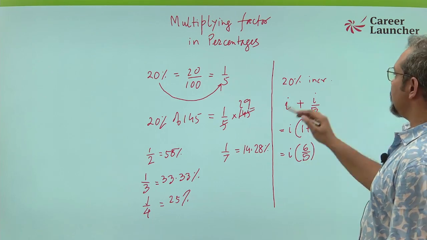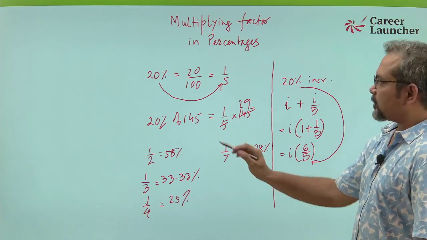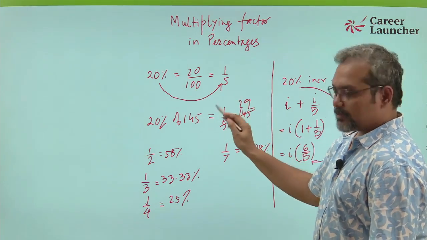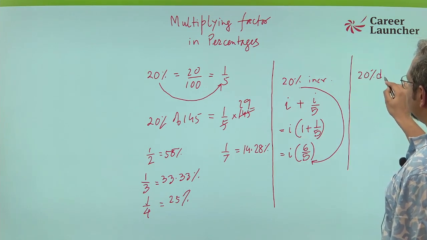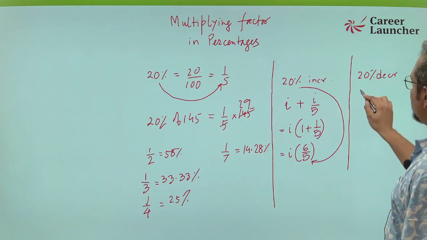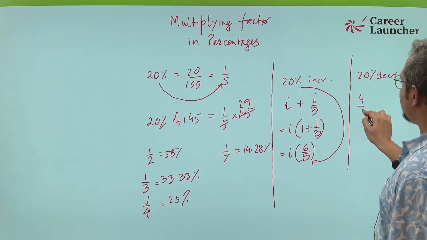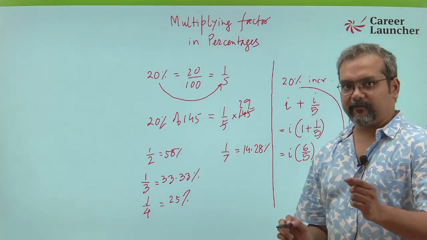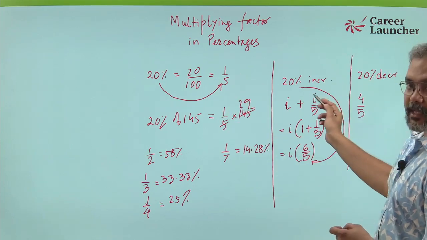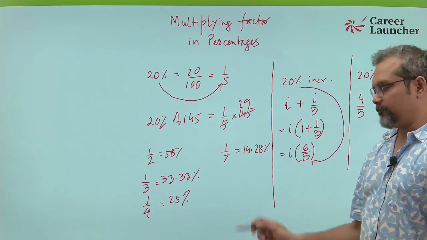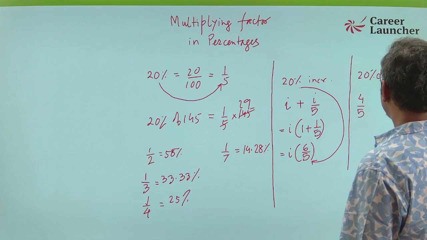So you should remember that 20% increase means the multiplying factor is 6 over 5. Just 20% means it is 1 over 5. And hence, if you had asked 20% decrease, then that would basically mean 1 minus 1 over 5. So that would be a multiplying factor of 4 over 5. So for every fraction, there are 3 such multiplying factors: the fraction itself, more than, and less than, decrease or increase. Okay. So let's take a question on this and see how we apply this.